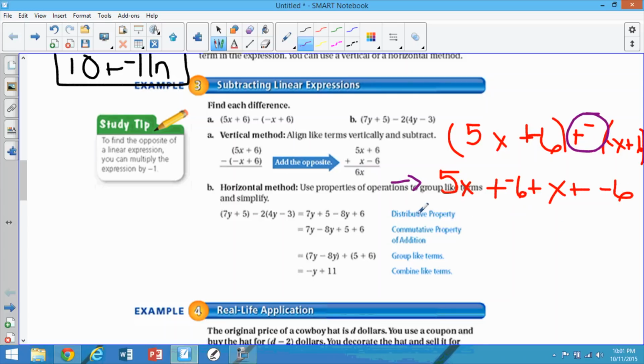Now you can do two things. You can do the commuting, or the horizontal method, where you commute the order. So it's 5x plus x plus negative 6 plus negative 6. Okay?